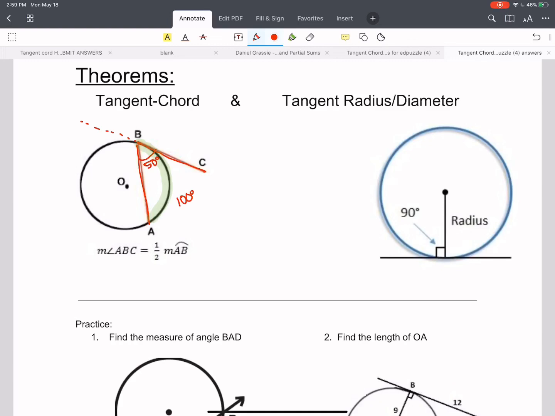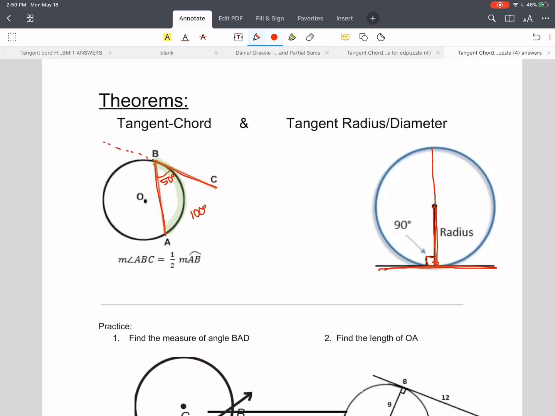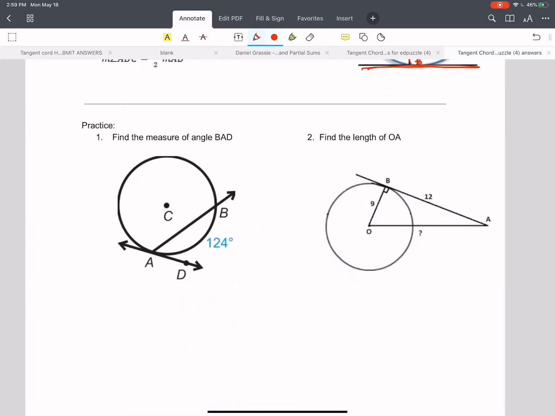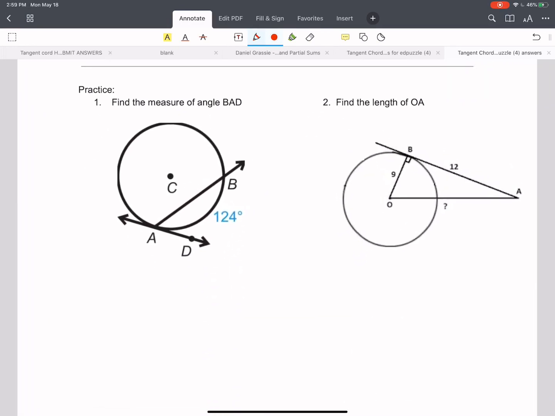Over here, when the chord, I guess you could say, is like a diameter or a radius, more specifically a radius, and a tangent meet up, it's just perfect. It makes a 90-degree angle, okay? So that's how that works. So let's use this for some of these problems.